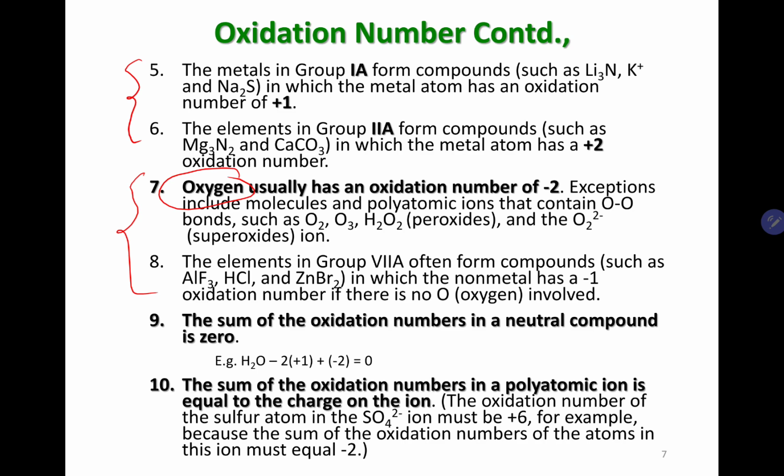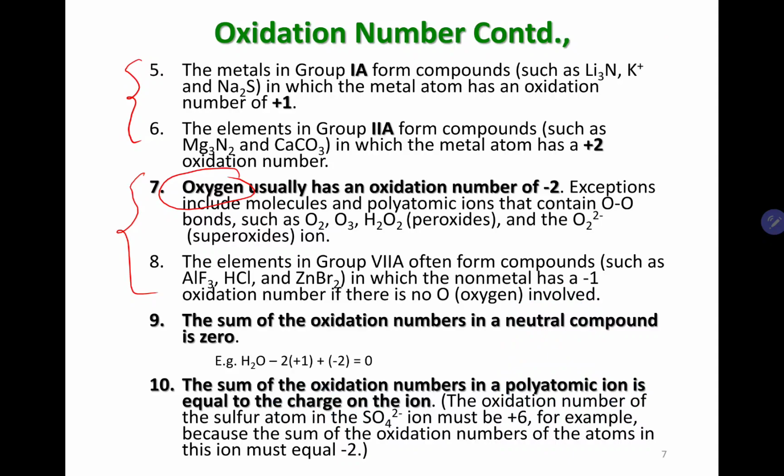They are very similar to each other. Okay, the only difference is that rule number 9 is for neutral compounds. And then rule number 10 is for charged compounds, and usually charged polyatomic ions. Okay, so that is the only difference. So rule number 9 talks about neutral compounds, and then rule number 10 talks about polyatomic ions. So let's talk about it.